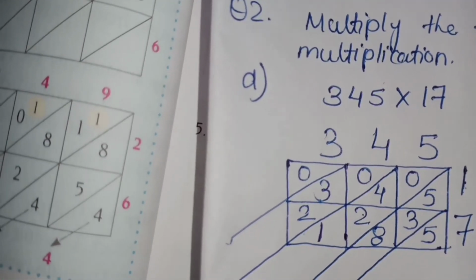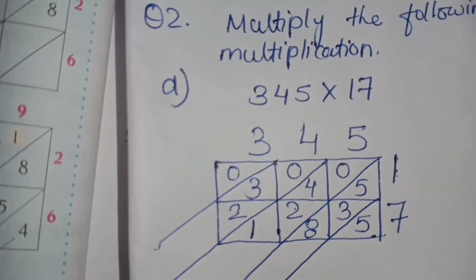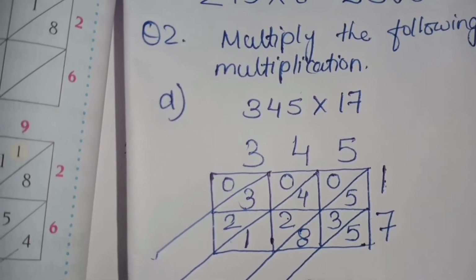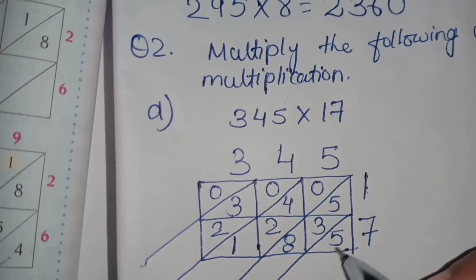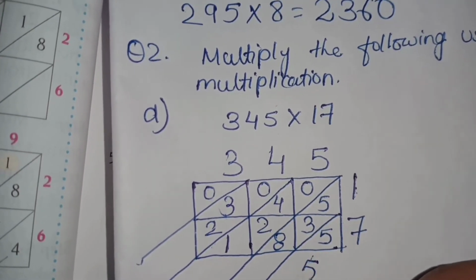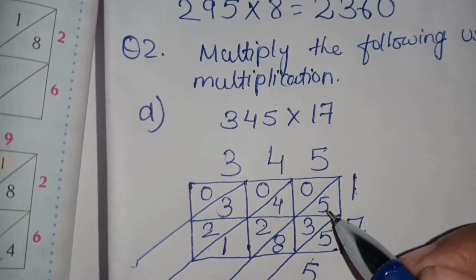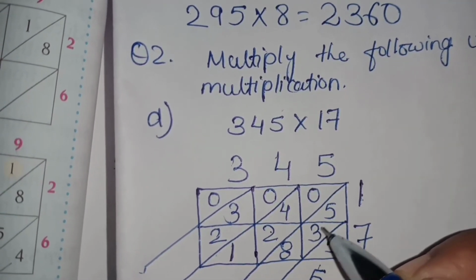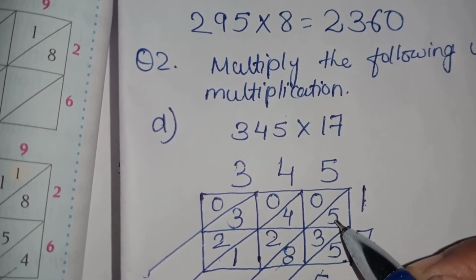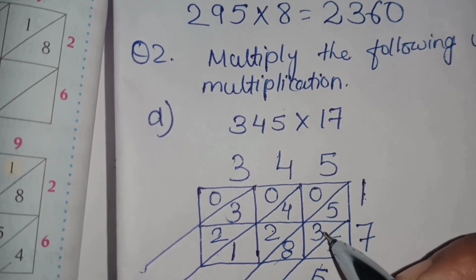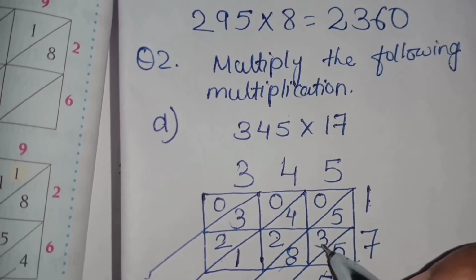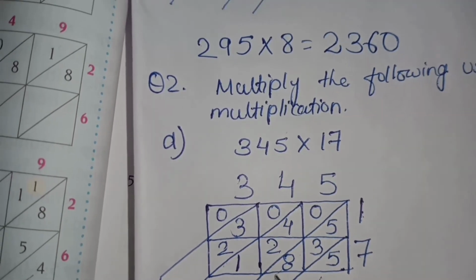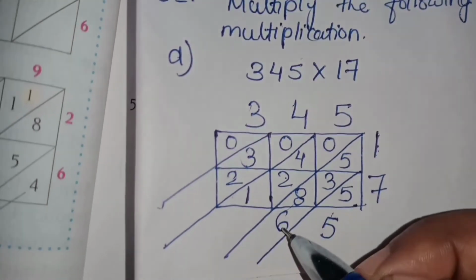Now the last step is to add them. We have to add these numbers. Now first in this triangle you see how much it is? 5. How much is it? 5. Now in this triangle we have to add 5 plus 3 is 8. You have to add all these three numbers. 5 plus 3 is 8. 8 plus 8 is 16. So write here 6.